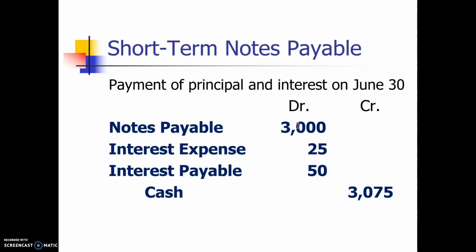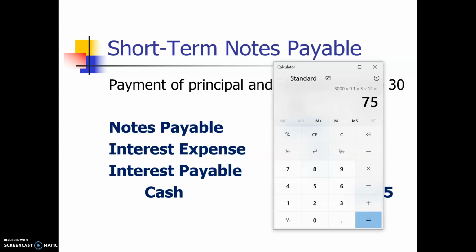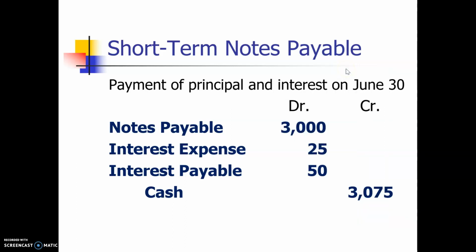And then we're going to record the June interest, right? June, we incurred 1 month of interest. Principal times rate times 1 divided by 12. So we incurred $25 of interest expense in this period. We also need to debit interest payable for 50.